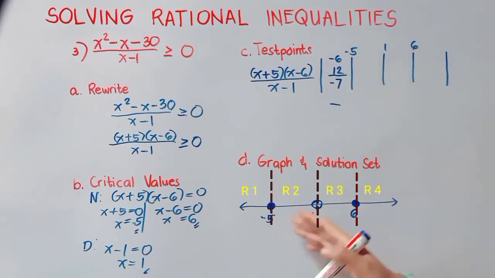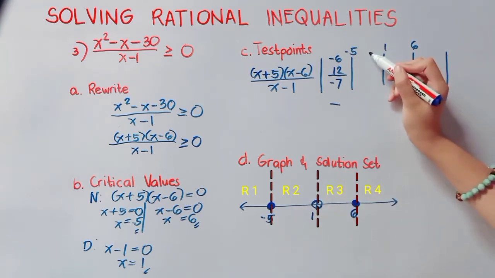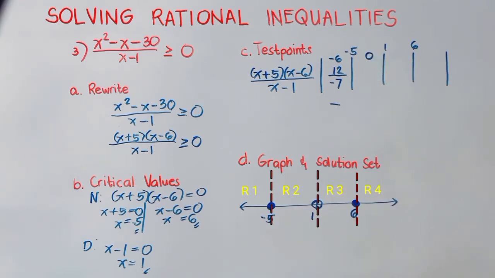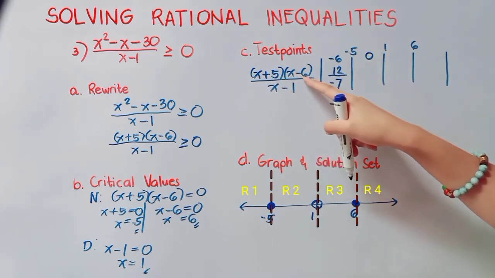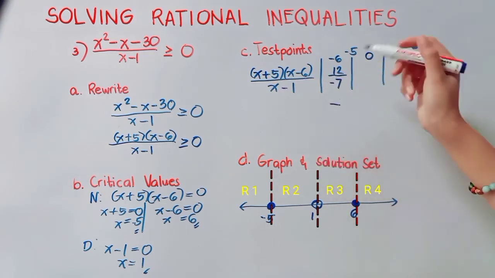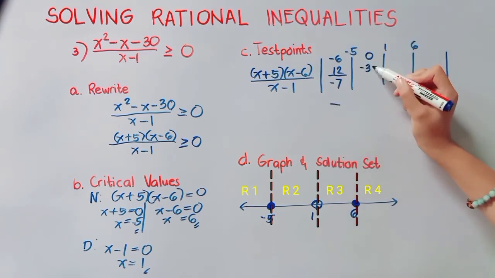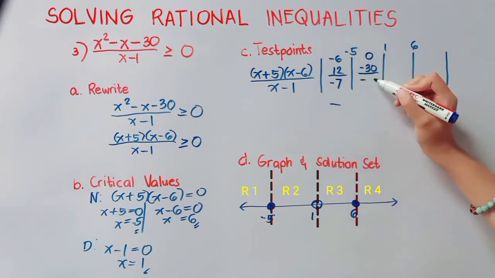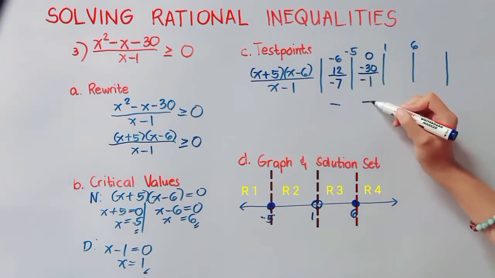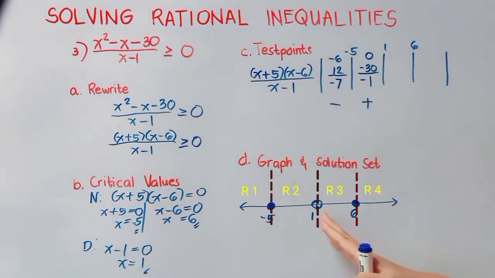Now from region 2, I will be considering the easiest, which is 0. So this will be 5 and this will be negative 6. So 5 times negative 6 is negative 30 all over 0 minus negative 1, which is negative 1. Negative divided by negative is positive.